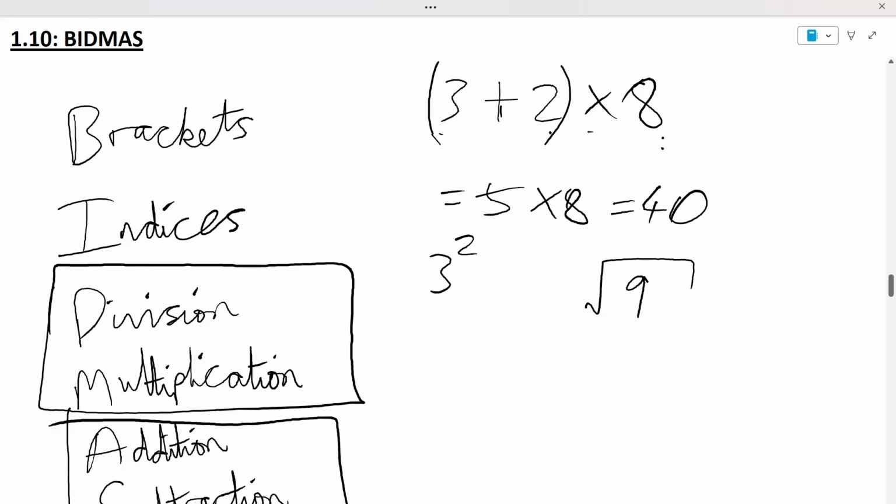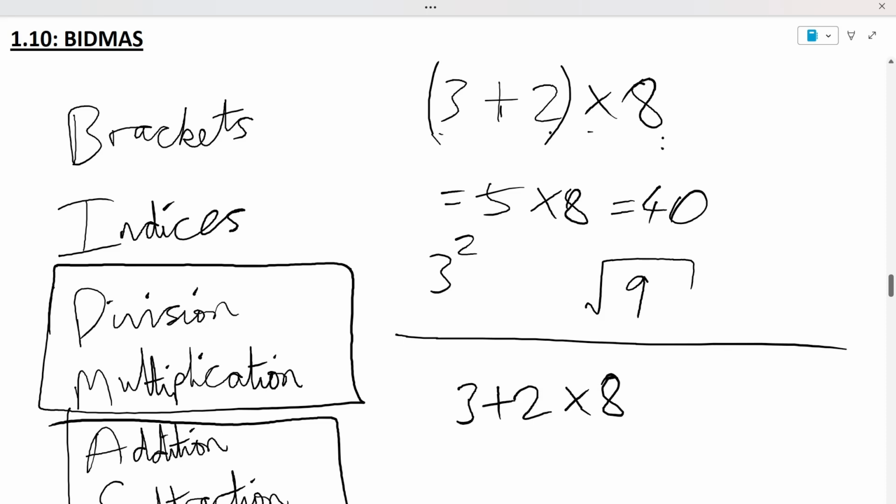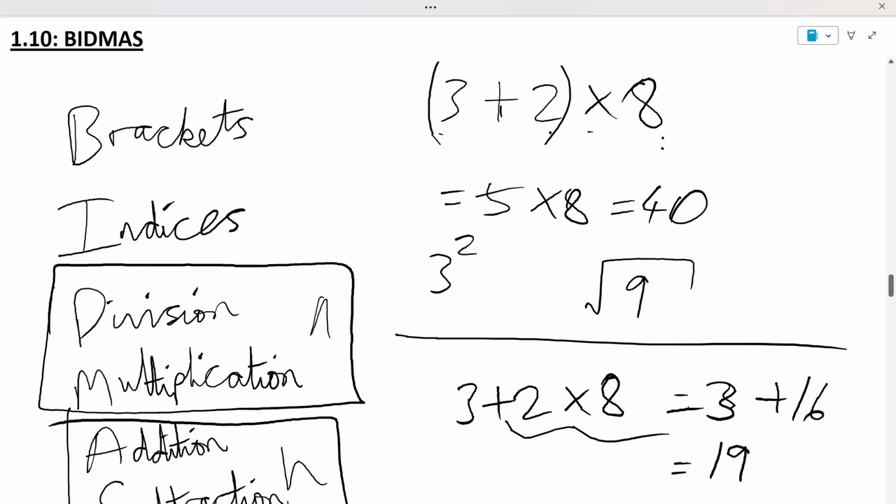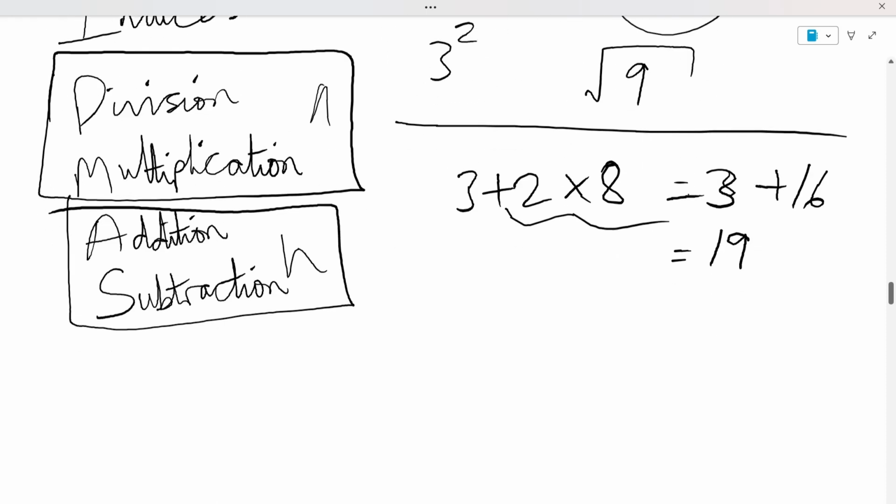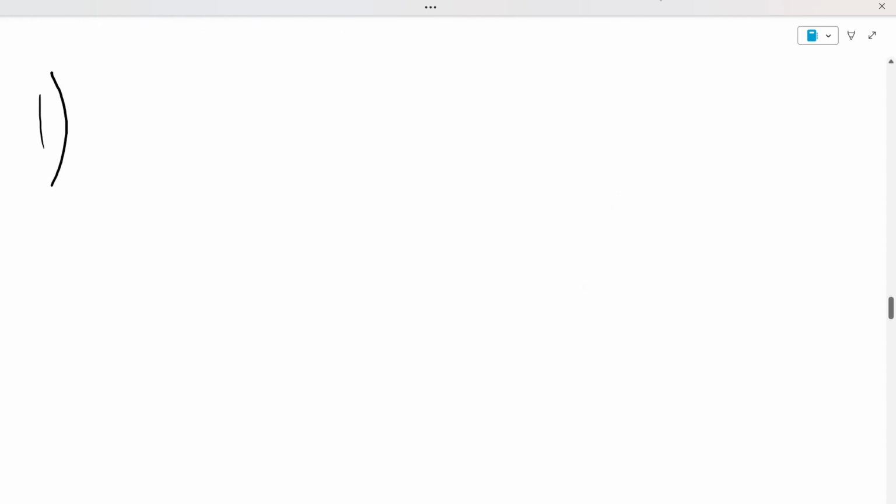So actually, if I write out my original sum again, by the law of BIDMAS, division and multiplication come before addition and subtraction, so I have to do the 2 times 8 first, which gives me 3 plus 16, which is 19, which is of course different from the 40 I thought it would be originally, and the 40 which the brackets give me. So you just have to bear BIDMAS in mind whenever you're doing any type of question.